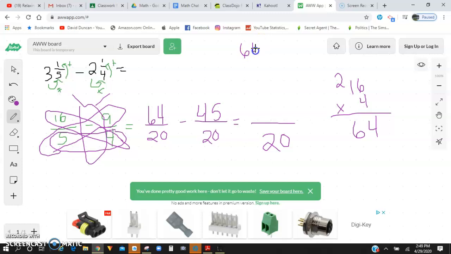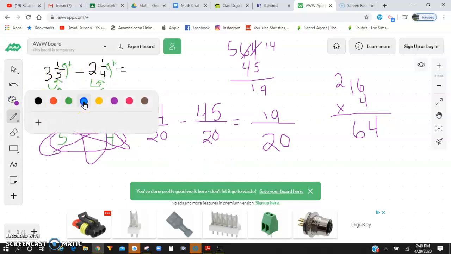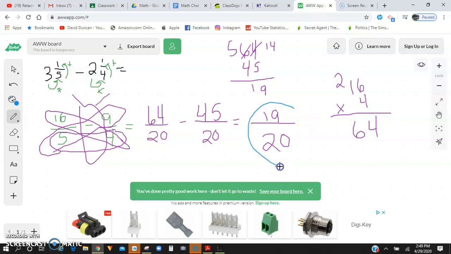Again, I always like to double check my work because it's so easy to make a mistake on these. Make that 4, 14. The bottom is bigger. Make that 6 a 5. 14 minus 5 is going to give me 9. 5 minus 4 is going to give me 1. So my answer, or the difference between these two mixed numbers right here, is going to be 19/20.